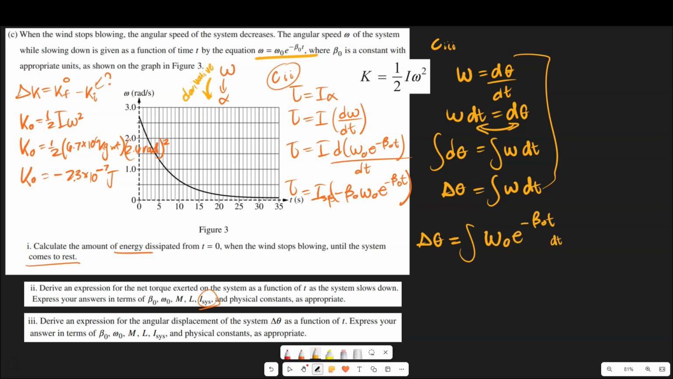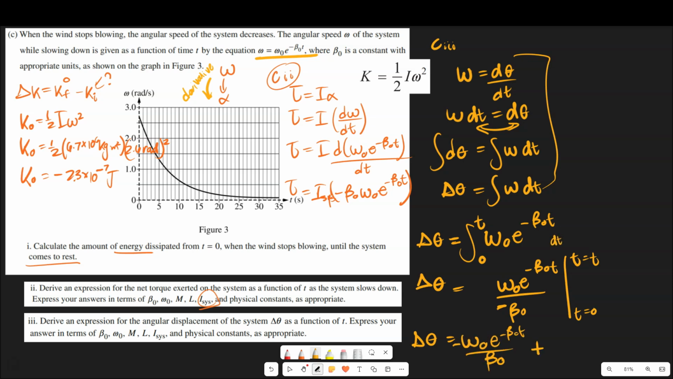Okay, and let's think about what our bounds are going to be. This is going to be from time 0 to time t. The omega naught is just a constant, and this is going to be evaluated from t equals 0 to t equals t. Oh, I can't forget the negative sign down below here. And the subtraction that you would get from the lower bound being subtracted from the upper bound is counteracted by the negative that's already inherent in the function. So we get this turning into a positive value here.